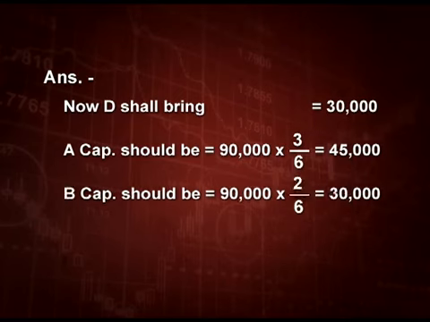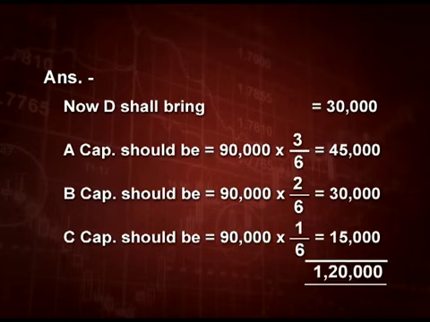B's capital should be 90,000 into 2 by 6, that is 30,000, and C's capital should be 90,000 into 1 by 6, that is 15,000. Now, see, this makes it 1,20,000. Now, this should be their capital. If anybody is having less capital, he will bring that amount, and if anybody is having more capital than this, he will be refunded the money.